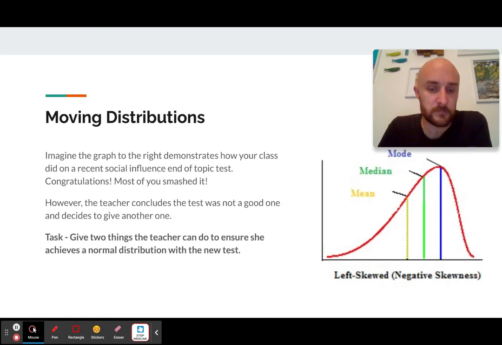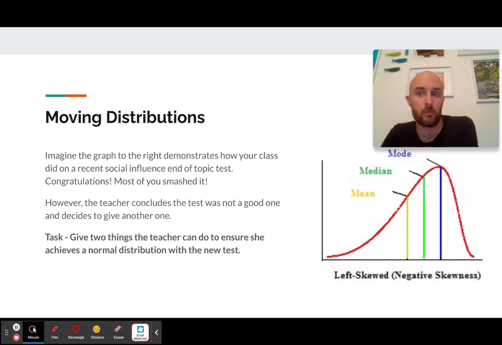Now, this is how you're going to get asked this question. Imagine the graph to the right demonstrates how your class did on a recent social influence end of topic test. You've smashed it. Well done. Congratulations. However, the teacher concludes that the test was not a good one and decides to give another one. This is how you're going to get this question in the exam.